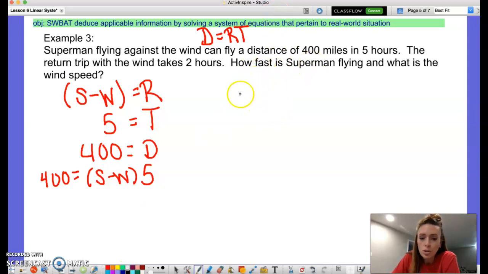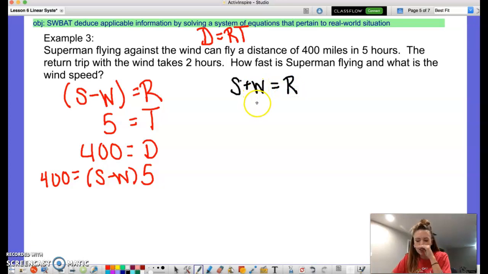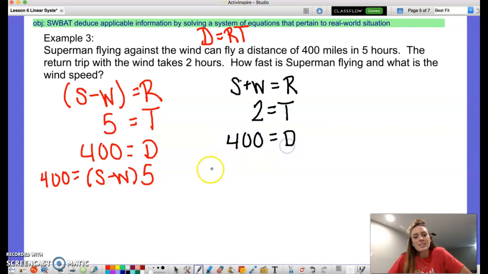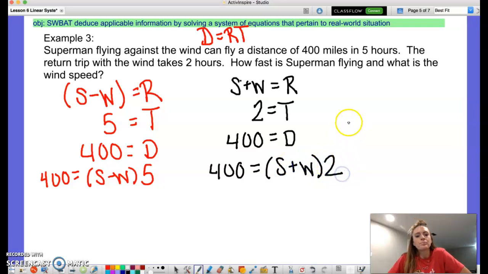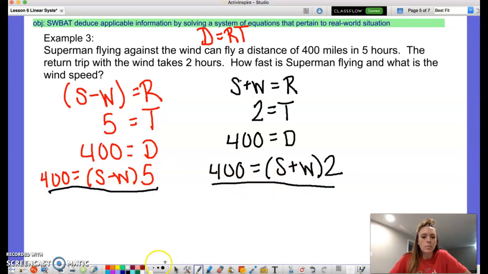On to the next one. So the return trip with the wind, so now Superman's speed is with the wind, and that is his rate, because wind makes you go faster. If I have a wind behind me pushing, I'm going to go faster than my actual flying speed or my running speed. And so then it takes him only 2 hours. So now his time is 2. And he's still flying the same distance of 400. So now we set this up. We've got 400 for the distance, and we need to include our rate, which is S plus W times 2. Now we have our 2 equations, 1 and 2.